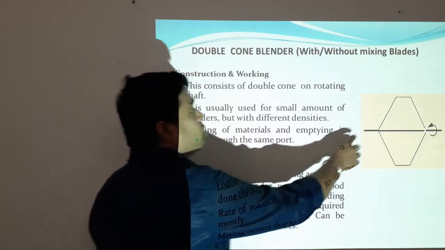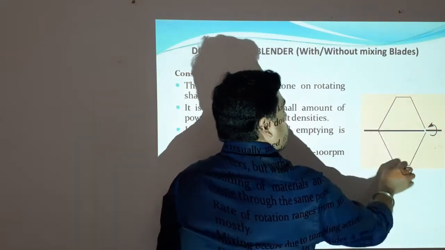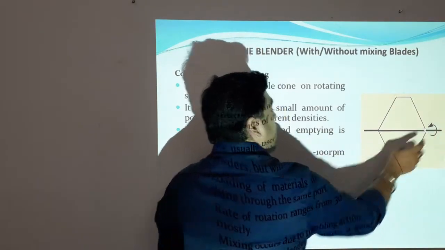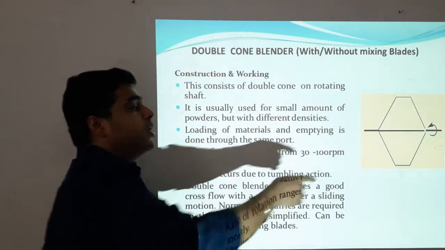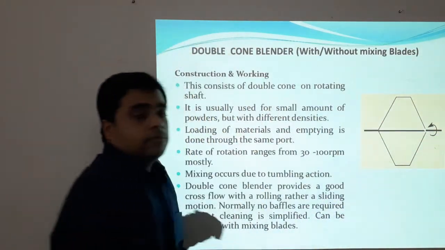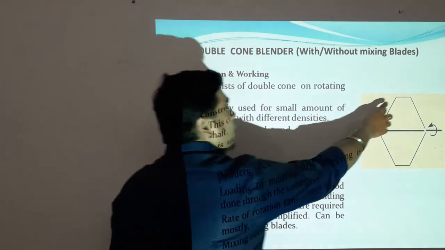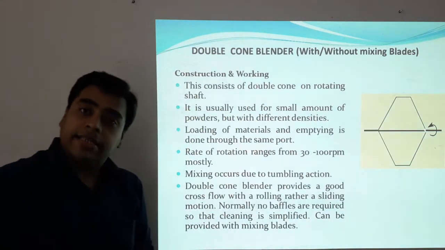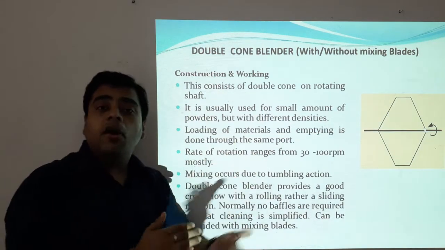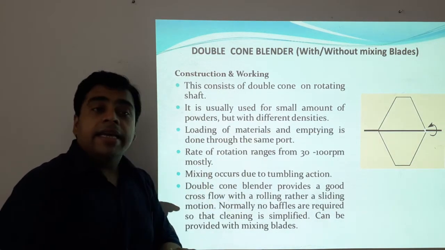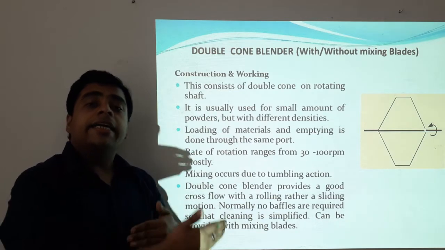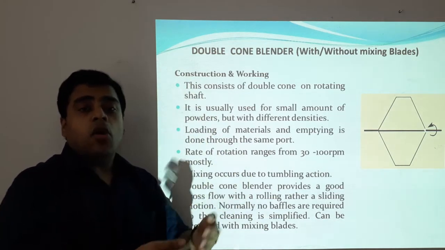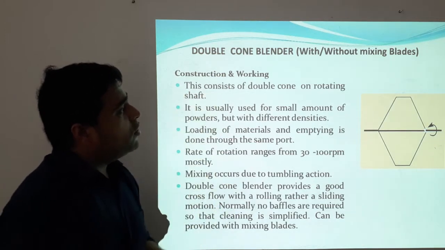So this is a double cone shaped structure which is connected in between with the shaft, and the motor connection is also given with the shaft only. So here there are entry and exit points. The entry and exit points are the same, and the principle of mixing is tumbling. That is, the entire powder bed is rotated and hence the mixing is occurring. So let us see the construction and working.